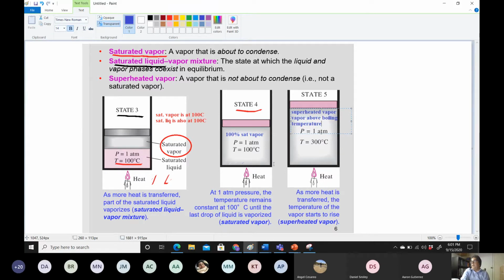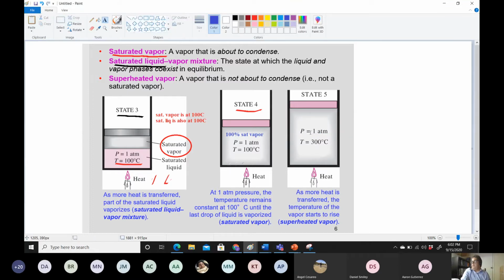And we don't have the magic of phase change to keep us constant at 100 degrees anymore. When that last drop is vaporized, we don't have phase change anymore, so there is no thermal control. We just have pure gas, and the more heat we apply to it, the hotter it gets. We're still at 1 atmosphere, but now we're starting to take off.